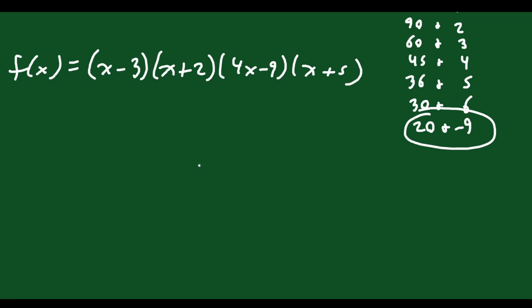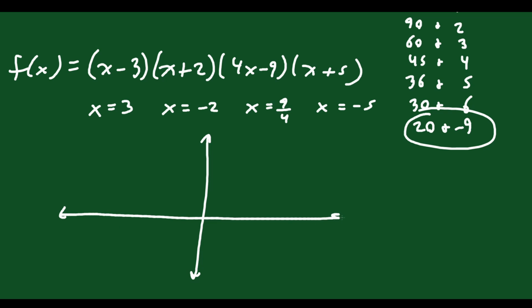So from here you can find the roots. x equals 3, x equals negative 2, x equals 9 over 4, x equals negative 5. And these all are of an order of 1, right? They all have a multiplicity of 1 because they all appear once. So let's put these down. Negative 5, negative 2, 9 over 4, 3, something like that. And they're going to cross at each one, and it's positive, so it's going up here. It's going to go like that, and then like that.